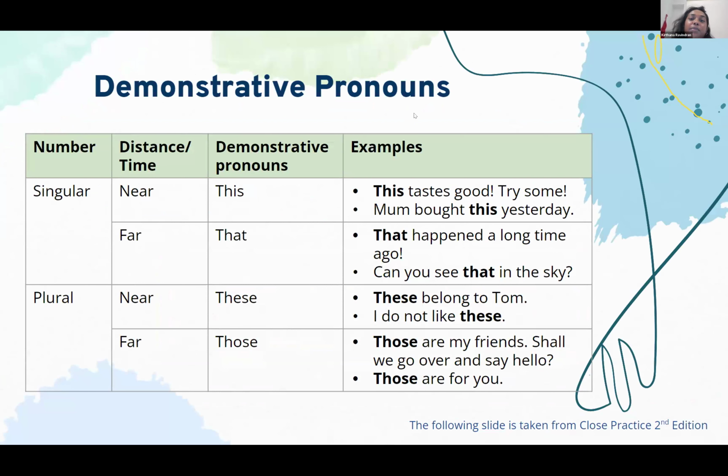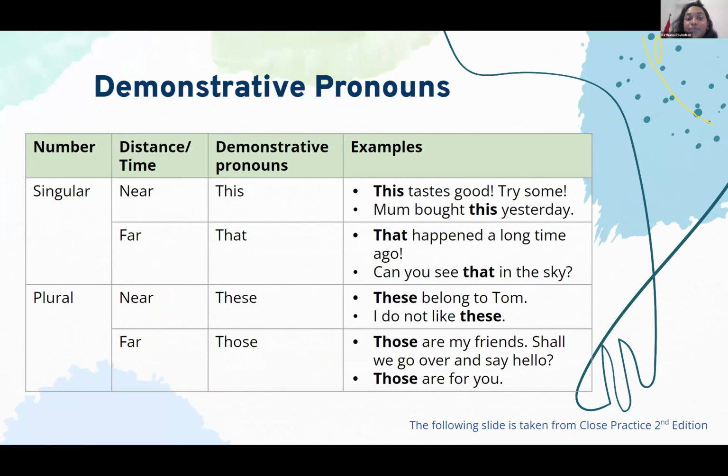So we're going to look at some examples of these demonstrative pronouns, okay? So first, looking at singular and near, the demonstrative pronoun will be this, okay? So this tastes good, try some, okay? Or mom bought this yesterday. So we're doing singular and far, then you use that. So that happened a long time ago. Or can you see that in the sky? Because it's far away, right?